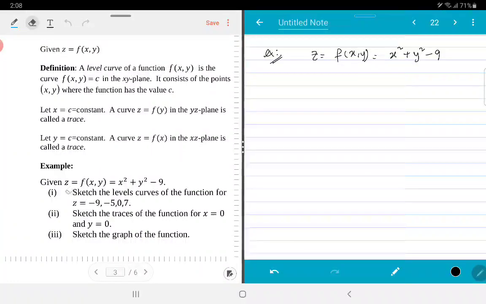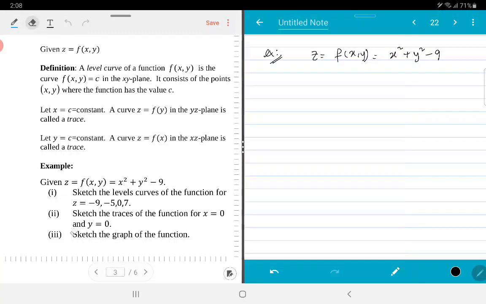Here we are given z equals x squared plus y squared minus 9. We have three parts to this question. The first part is we need to sketch level curves for different values of z. We have -9, -5, 0, and 7. So remember, for a level curve, we let z equal a constant.